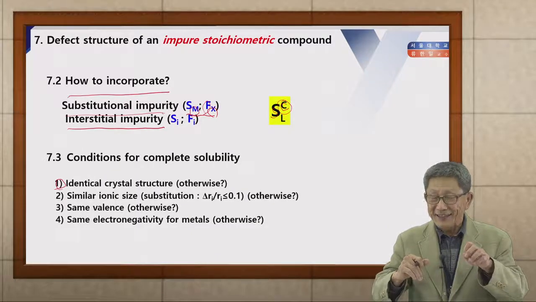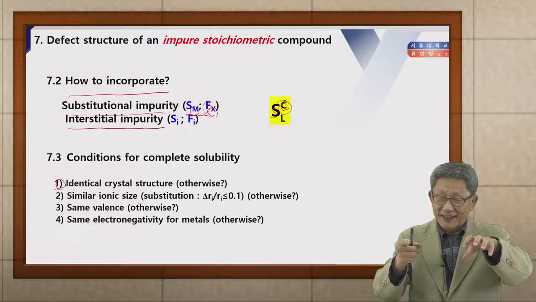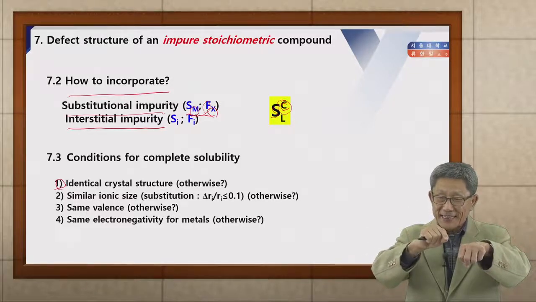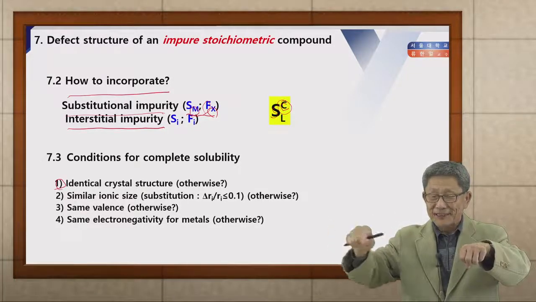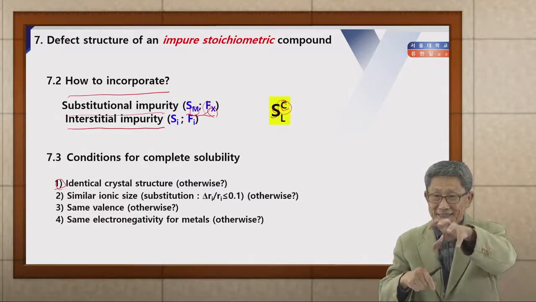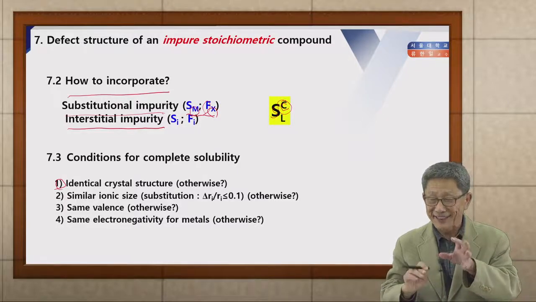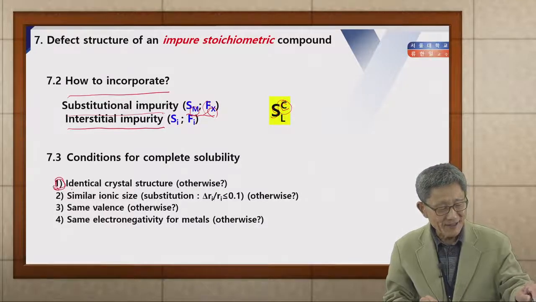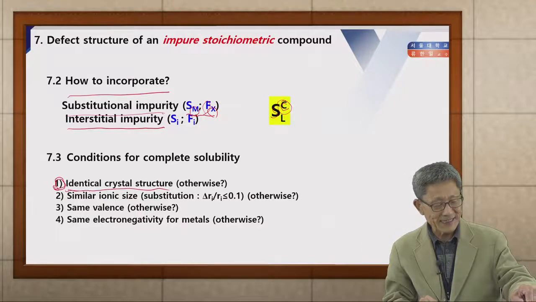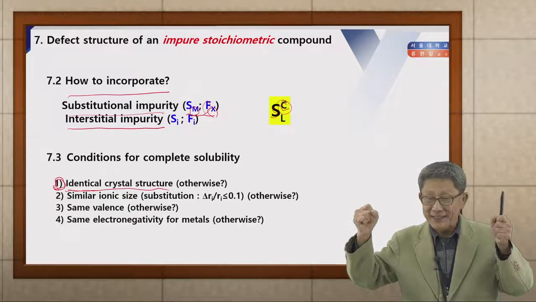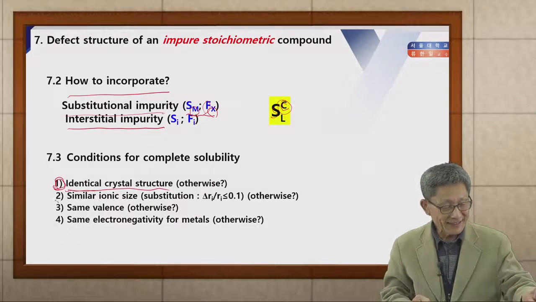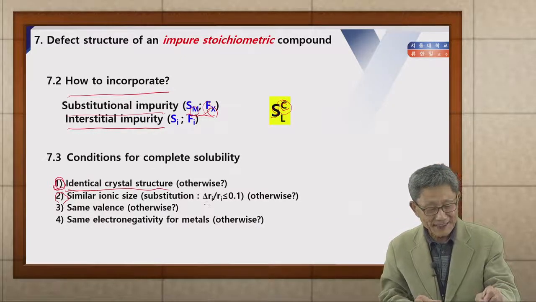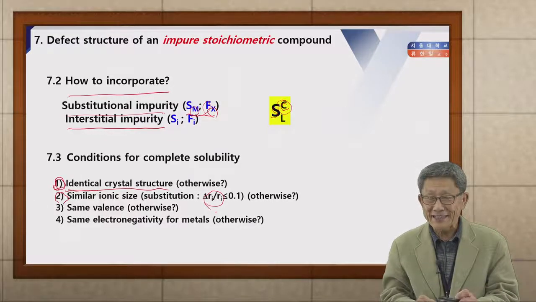Then you can easily imagine what would happen by replacing the host atom A with the impurity B, one by one, up to the B makes the complete system. Then you can see something illogical, right? So anyhow, to make the complete solution, the two end members should meet this condition. Namely, two end members should have the identical crystal structure. And the second condition, they should have similar ionic size. One rule of thumb is that relative ionic size difference should be less than 10%.